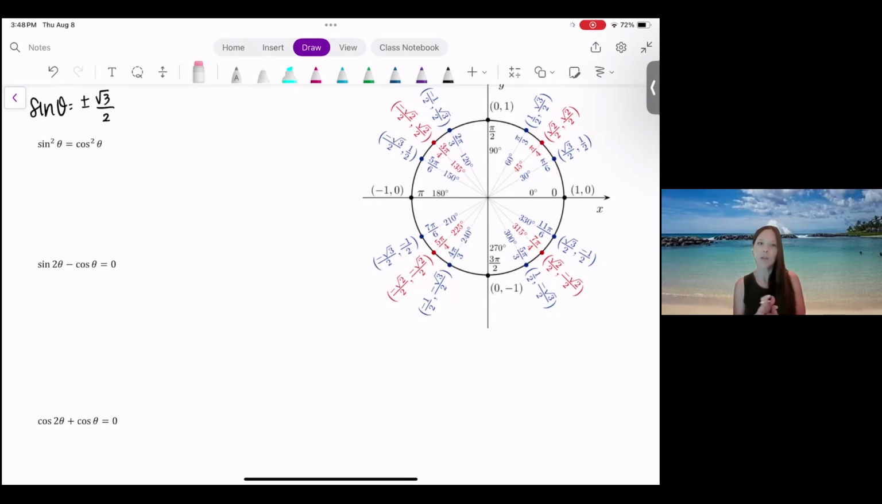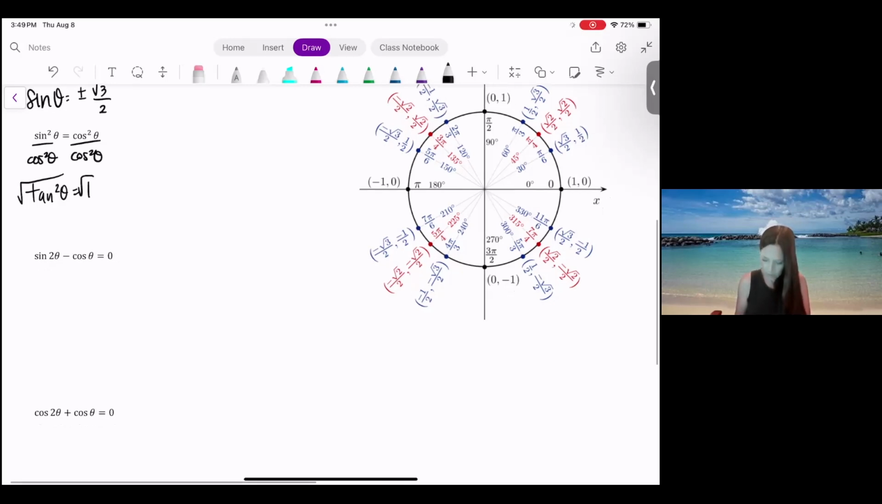Moving on to the next equation, I see I have sine squared and cosine squared. What I think I'm going to do here is divide both sides by cosine squared so that I can get both of these trigonometric terms on one side of the equation. Sine squared over cosine squared, well, sine over cosine is tangent, so that's going to be tangent squared. And cosine squared divided by cosine squared is 1. Now I can square root tangent and square root 1. That means that my tangent of theta needs to be equal to plus or minus 1.